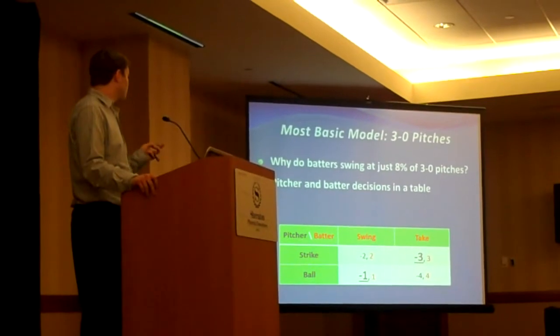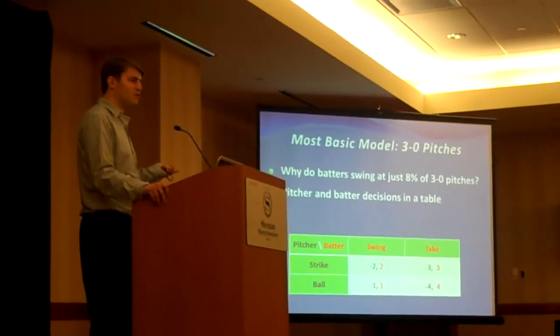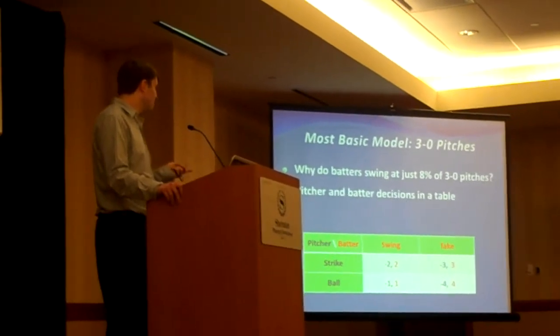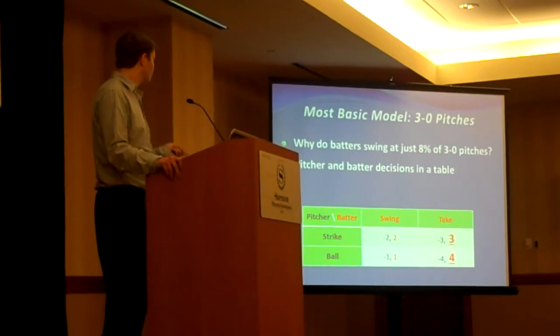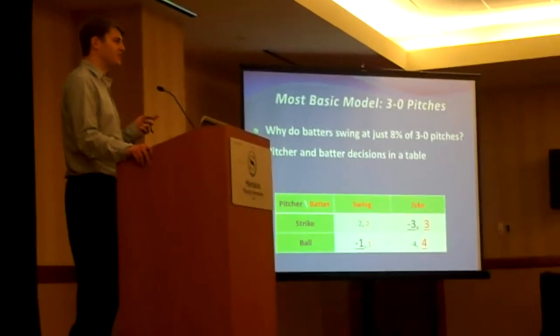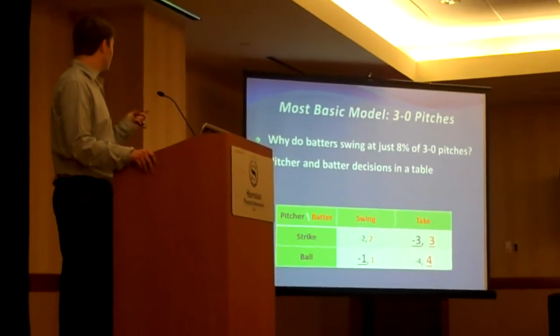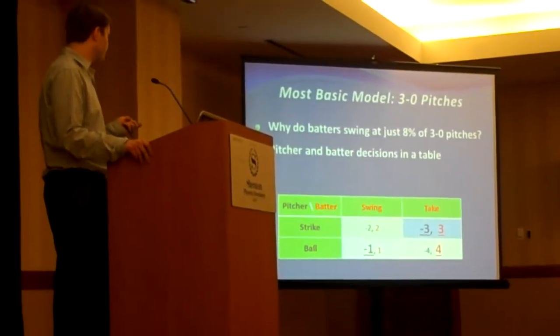Now, let's think about the batter's perspective. Obviously, if it's a ball, the batter's not going to want to swing, so he's going to take, 4 is bigger than 1. But if it's a strike, he still would rather take, 3 is bigger than 2. Those are his expected payoffs. Put those together, and there's only one cell where they're both best responding to each other. They both don't regret their strategies, conditional on what's happened, and that's this cell.